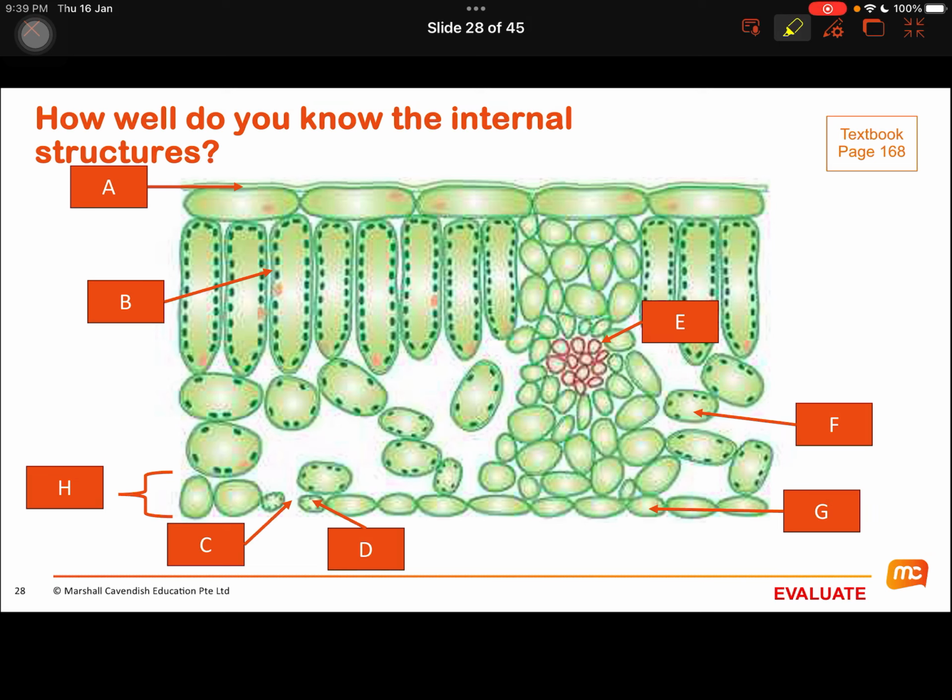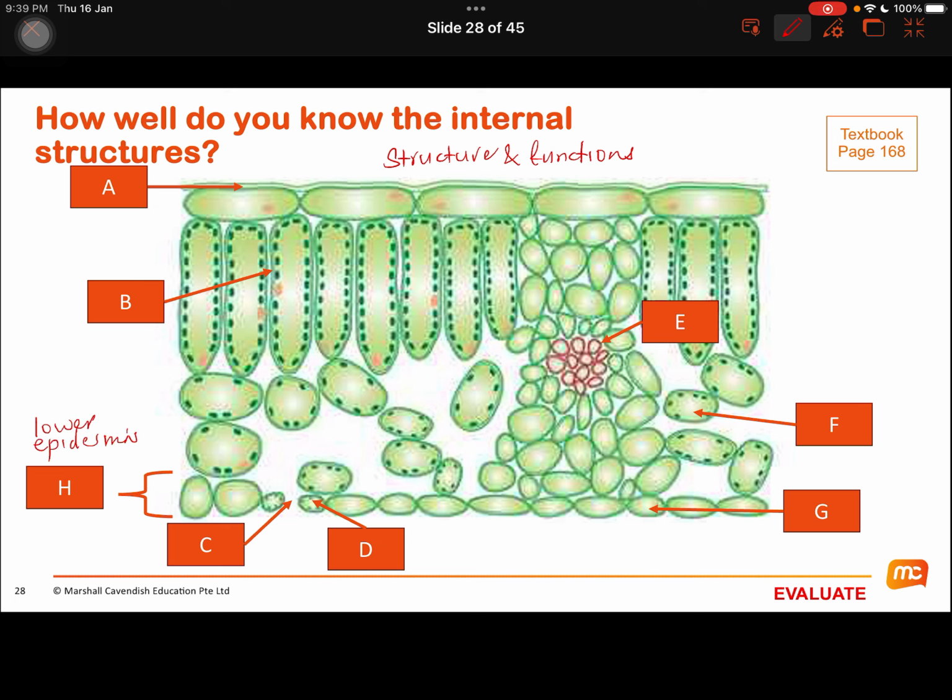Hi gentlemen, let's continue from where you left off in the last lesson. By now you should be familiar with the different structure and function of the different parts in the leaves, because in today's lesson I want to zoom in into the stomata. So let's pay attention to the lower epidermis layer, which is indicated by H.